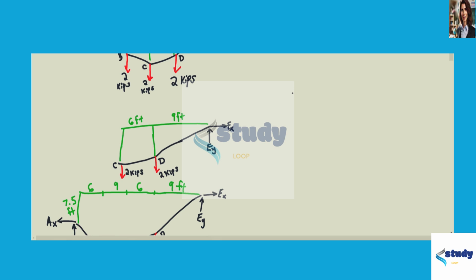To start off, we are going to draw a free body diagram from C to E, and we're going to add in the reaction forces for E. Ex is in the positive x direction, and Ey is in the positive y direction. We start with the sum of forces in the y direction set equal to 0. It's positive Ey minus 2 for the loads. Simplifying and solving for Ey, it equals 4 kips.